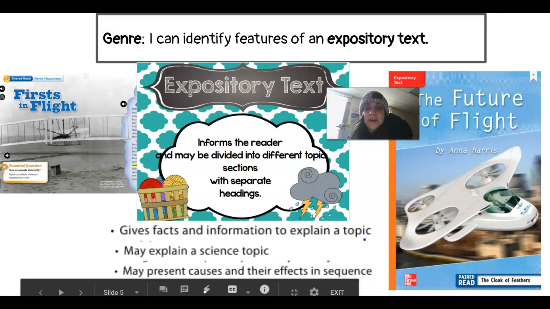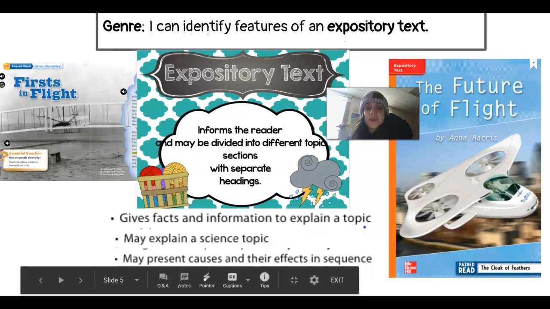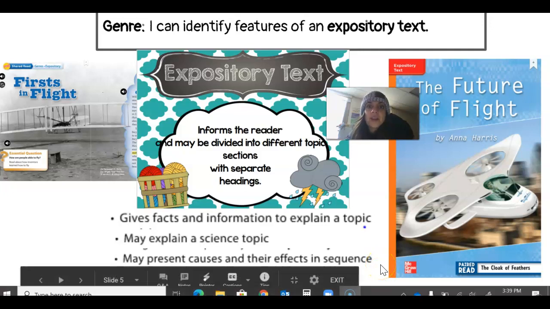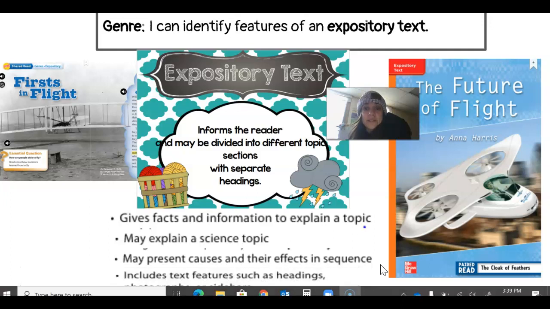It may present causes and their effects in sequence. And a great expository text will include text features such as headings, photographs, captions that explain those photographs.